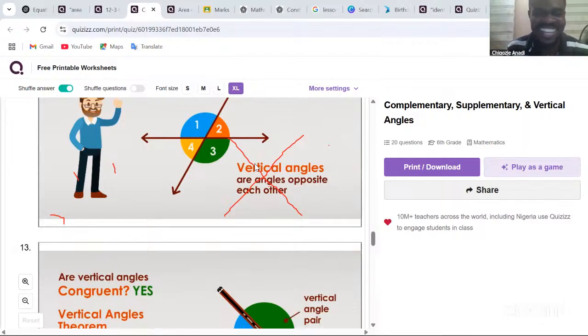Two more. Okay. What type of angle is this? 150 plus 30. Complementary. 150, supplementary. No, sorry, supplementary. Okay. And the last one. What type of angle is this? 360 degrees. Full rotation. Full rotation. The same time. Nice one.